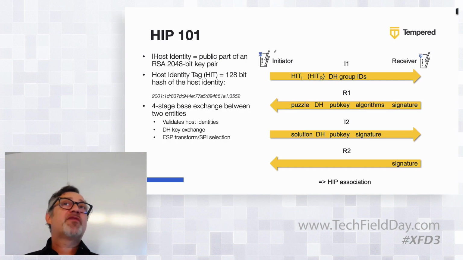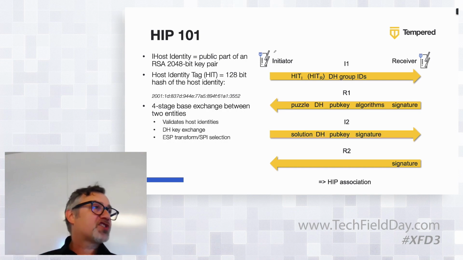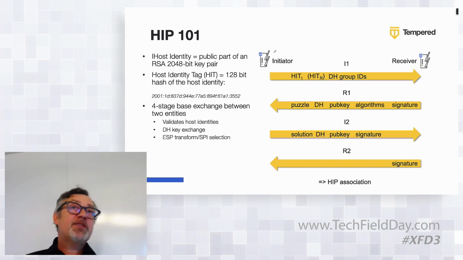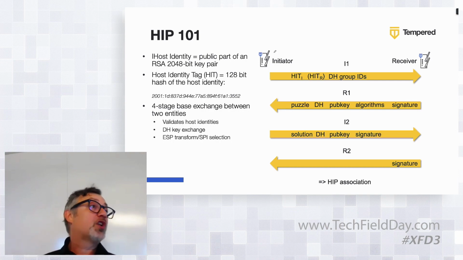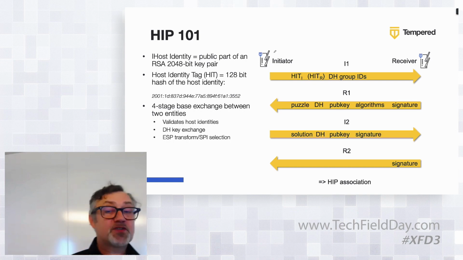Now the receiver goes off and works on the puzzle solution. Once he has found the solution, he sends the I2 message back to the receiver. Then the receiver checks the solution, and if all goes well and the solution is right, the receiver will send an R2, which concludes the whole base exchange. At the end of this, you'll have the HIP association.